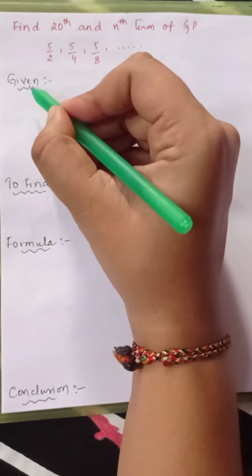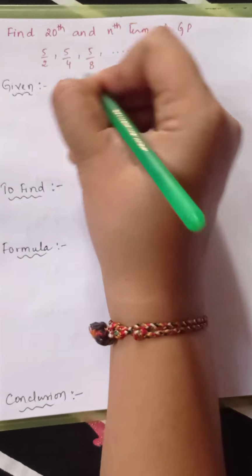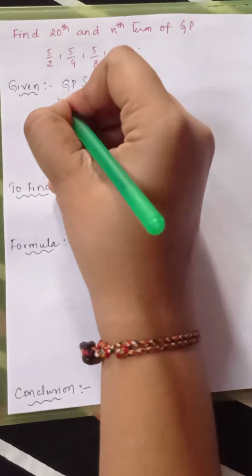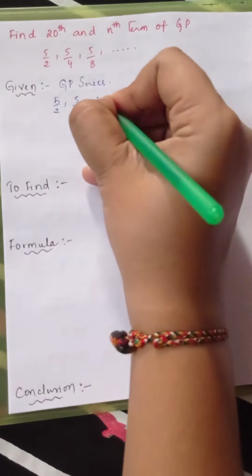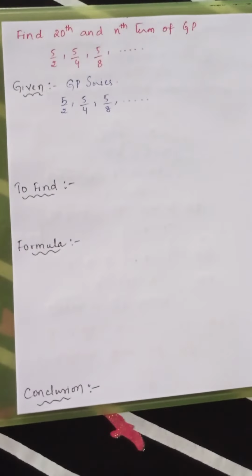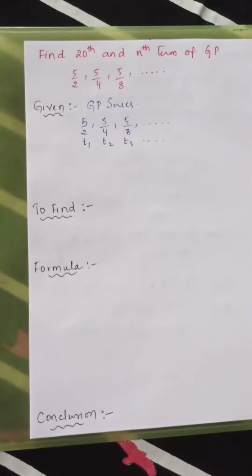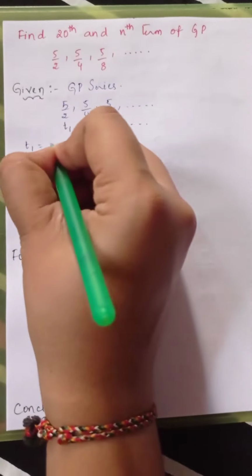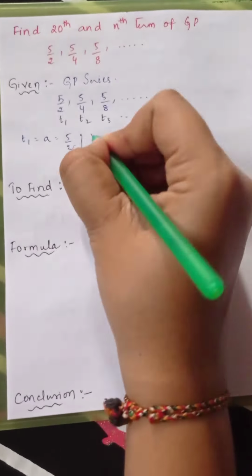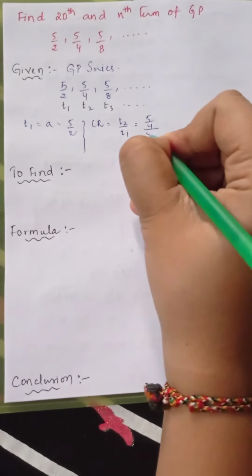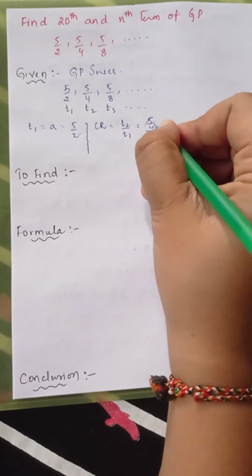Next one, you need to find the 20th and nth terms. So given the GP series 5 by 2, 5 by 4, 5 by 8, and so on. So you can mention T1, T2, T3 and so on. Here a is equal to 5 by 2, and the common ratio is equal to T2 by T1, that is 5 by 4 divided by 5 by 2. We'll get 1 by 2.